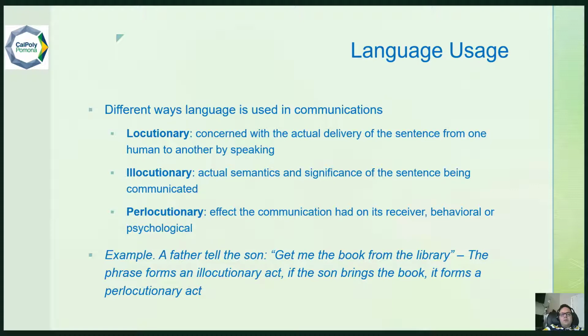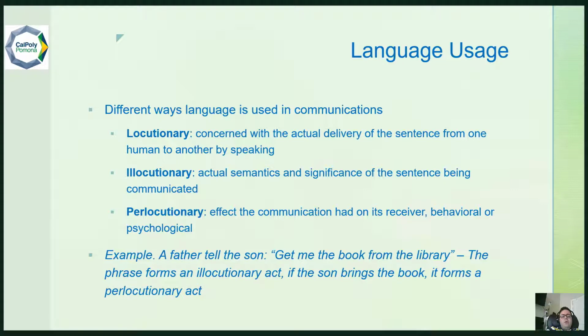And also, there are some very important concepts in language that we need to pay attention to. Different range of language is used in communications. A few of them are being discussed here because they are very important in text analytics. First is locutionary, which concerns the actual delivery of the sentence from one human to another by speaking. And that's what I'm doing right now. I'm trying to deliver some sentences to you so you can understand some meanings.